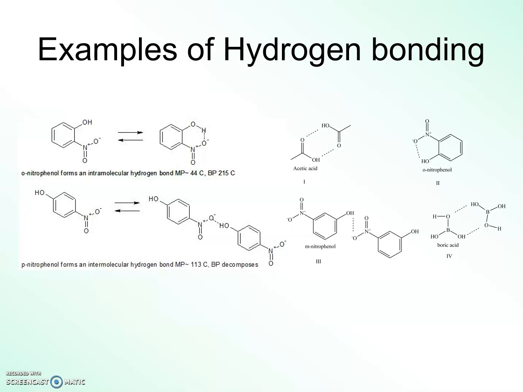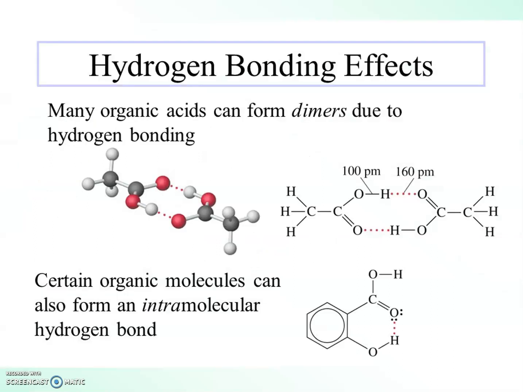Similarly, if you closely look at the structure of acetic acid, in general, acetic acid exists in the form of a dimer. A dimer is nothing but an interlocking between two acetic acid molecules through hydrogen bonding. Even metanitrophenol has a tendency to form intermolecular hydrogen bonding. Here, the OH group of one nitrophenol is involved with the nitro group of another nitrophenol. Similarly, boric acid also exists in the form of a dimer through intermolecular hydrogen bonding.